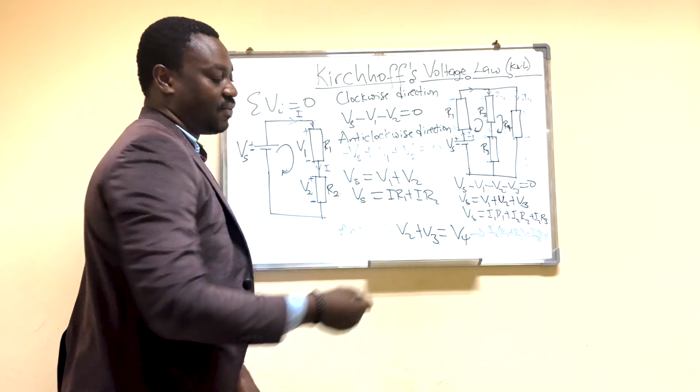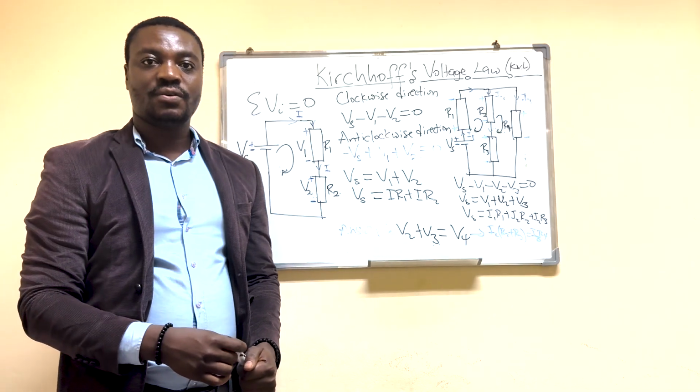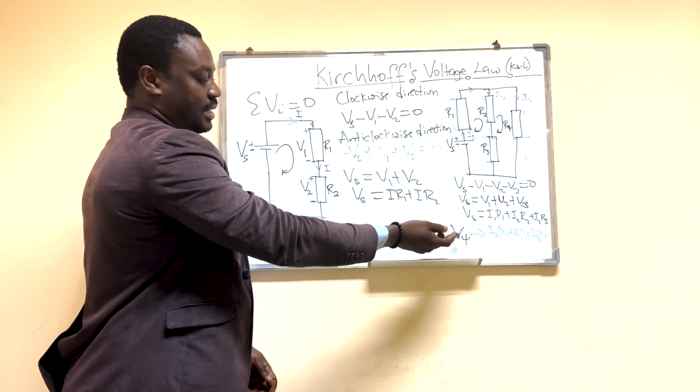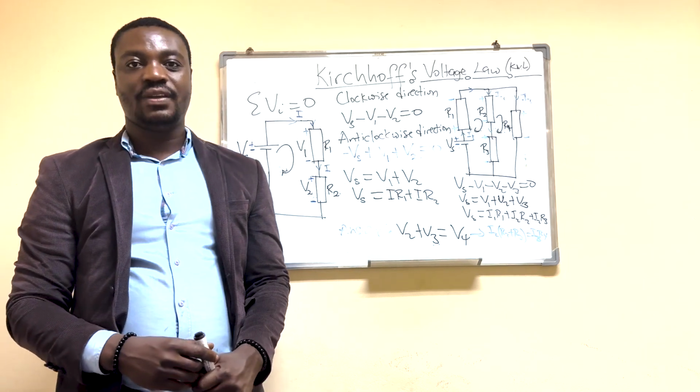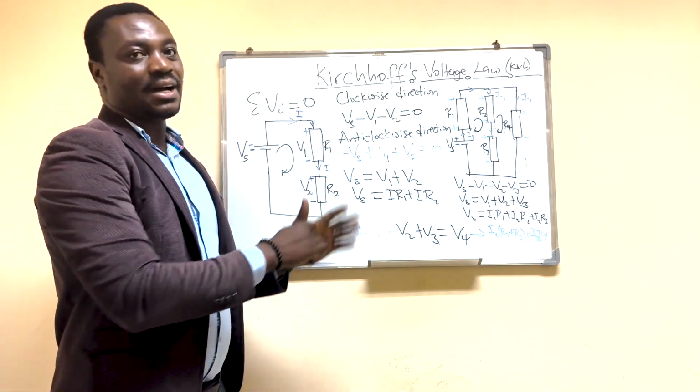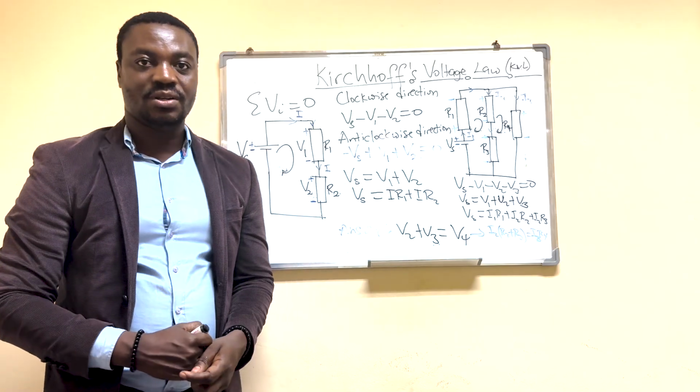So you take the minus V4, you take it to the other side and it becomes positive. So you have V2 plus V3 equals to V4. So this is how you apply Kirchhoff's voltage law.